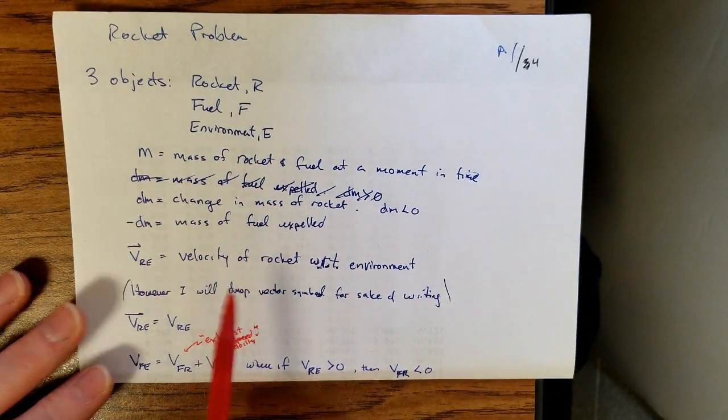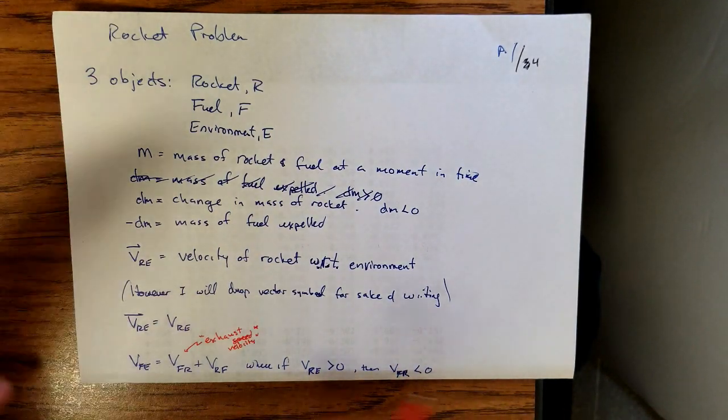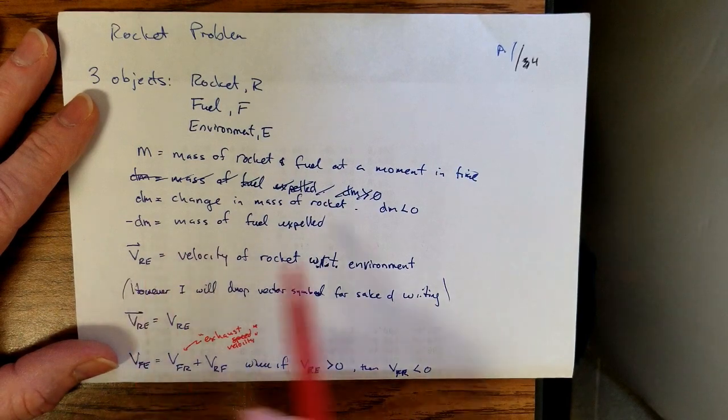Now, some derivations of this will separate. They'll have mass of the rocket and they'll have mass of the fuel as different entities. I'm going to keep them combined in my derivation. We end up in the same place.